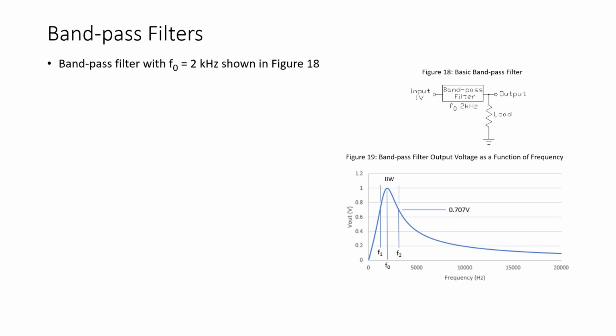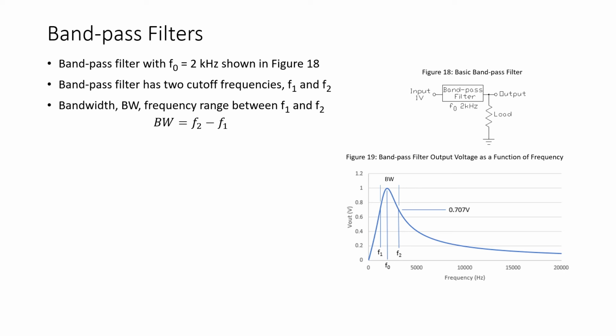Now in figure 18, we see a band pass filter. And note, referring to the frequency response in figure 19, that the band pass filter has 2 cutoff frequencies, and they are called F1 and F2. F sub 0, or F naught, is the center frequency. So the center frequency is the center of the frequencies that are being passed, and again, F1 and F2 are the 2 cutoff frequencies. And when discussing these band pass filters, the frequencies between F1 and F2 are called the bandwidth. And of course, mathematically, the bandwidth is simply F2 minus F1.